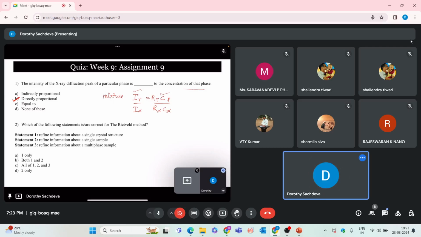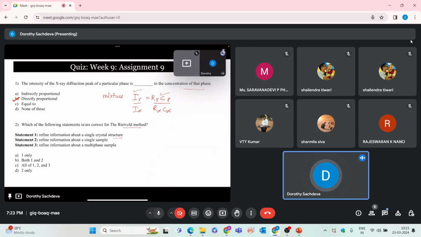The question number 2 says, which of the following statement is or are correct for the Rietveld method? So this is basically the refinement method. The statement 1 says that refine information about a single crystal structure. Yes, this is true. This is basically the refinement method which is used to calculate the accurate parameters of your system. How much stress or strain is present, all these things can be calculated using this Rietveld method.